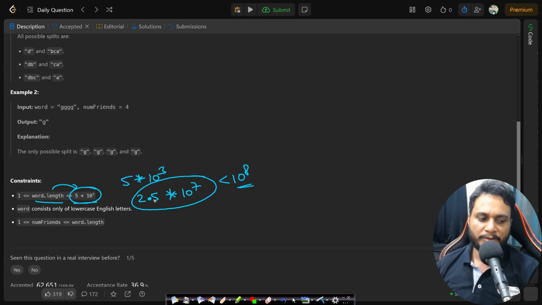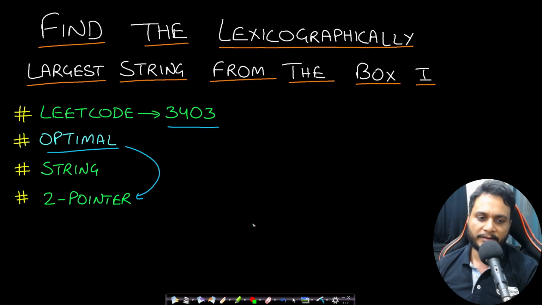But this is not the optimal solution. If you take more than n square time, then it is definitely not going to pass. In this particular case, we will be looking at an optimal approach using a linear time algorithm. The word consists only of lowercase English letters, and numFriends will always be within the limit of your word length, so it will always be possible to create valid slicing. That means each friend can at least get a single character. The minimum a friend can get is a single character.